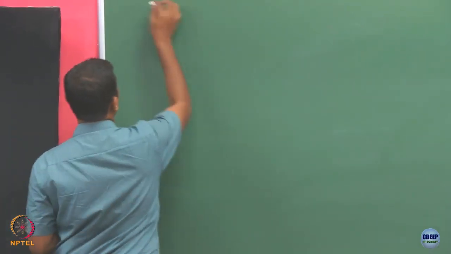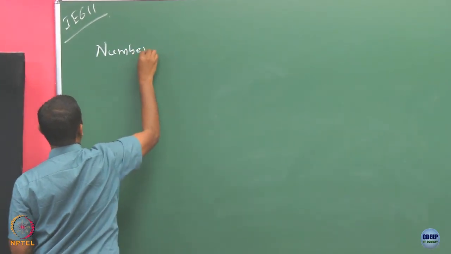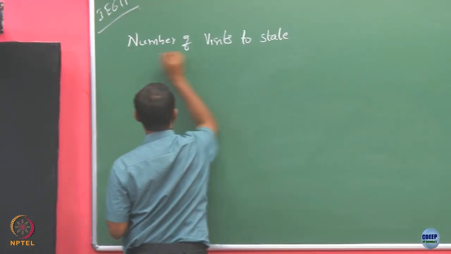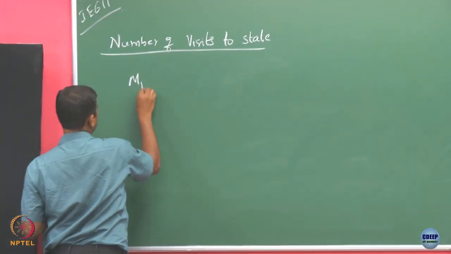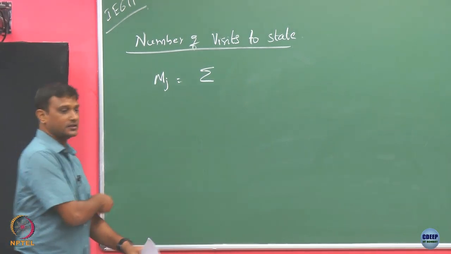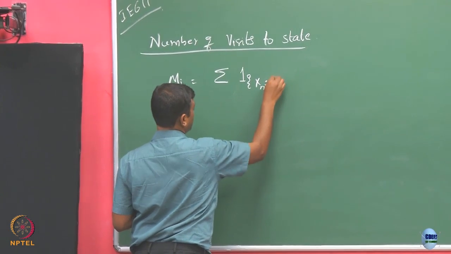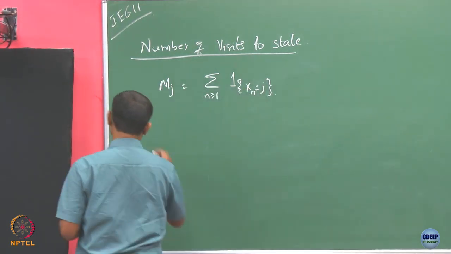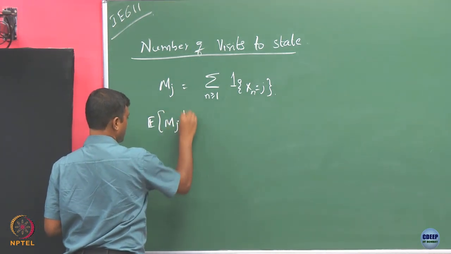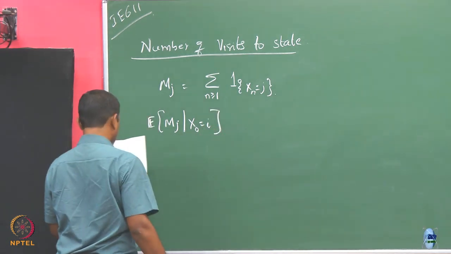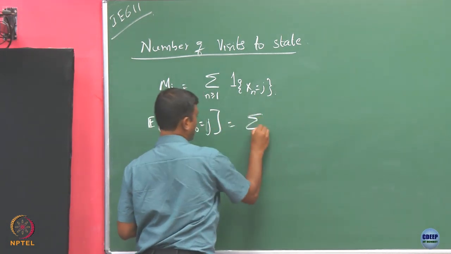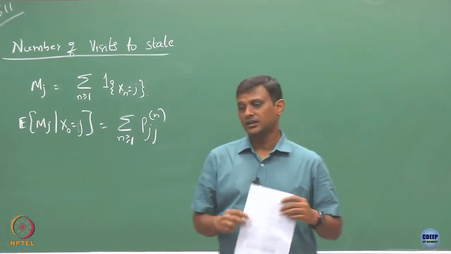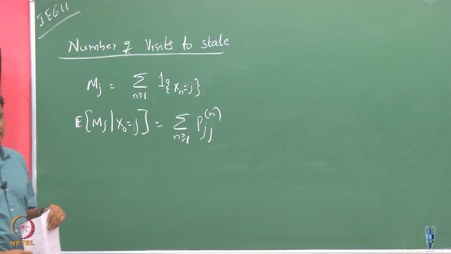So, we defined our number of visits to a state. If I have a state j, then this quantity mj is defined as the number of visits of my Markov chain to this state. I was interested in the expected number of visits given that I start from a particular state, or I could just start it at j, and we showed that this is nothing but the sum of pjj(n), n goes to infinity. We argued that this follows from applying the monotone convergence theorem.